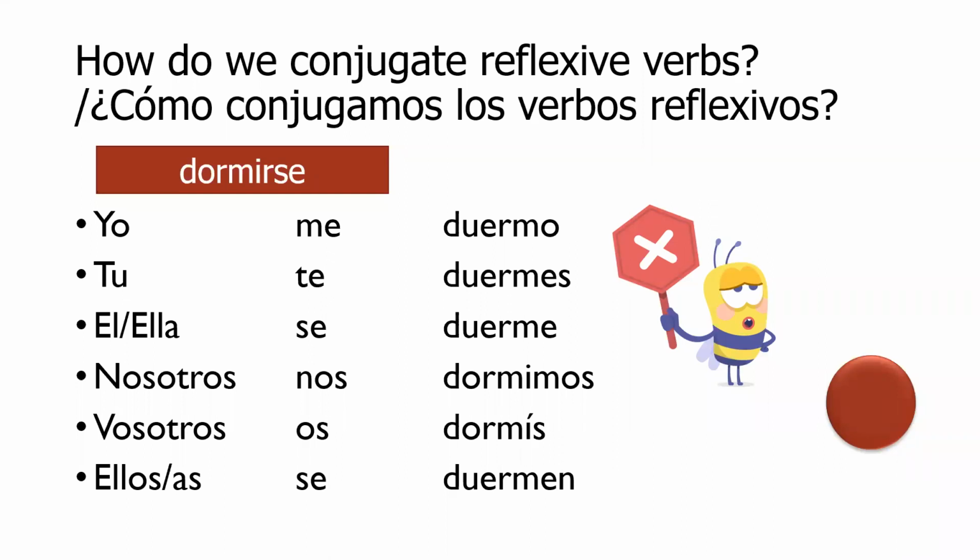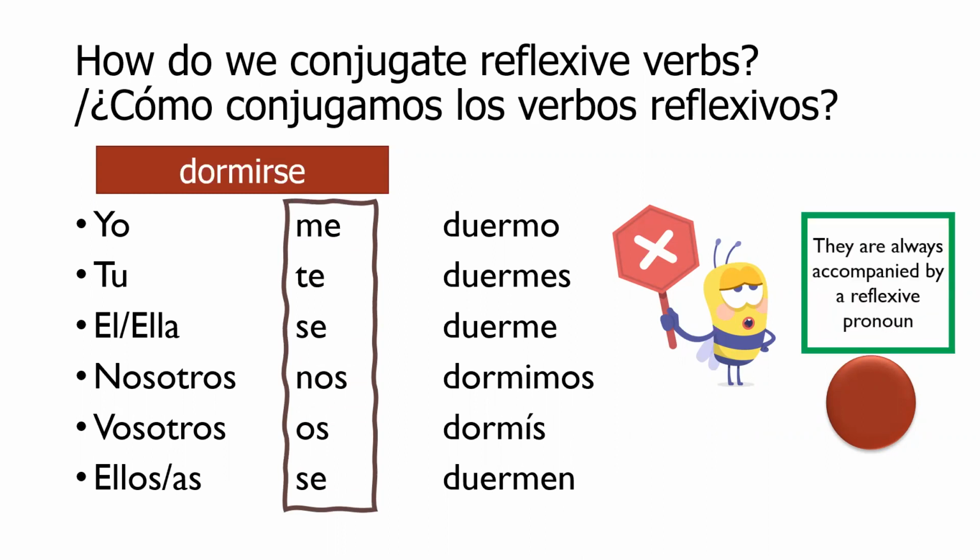Well, the reflexive verbs are always accompanied by a reflexive pronoun like me, te, se, nos, os, and so on. Okay, and remember that the reflexive pronoun has to agree with the subject of the verb. If it's yo, it's going to be me. If it's tú, it's going to be te. If it's él o ella, it's going to be se. If it's nosotros, it's going to be nos.